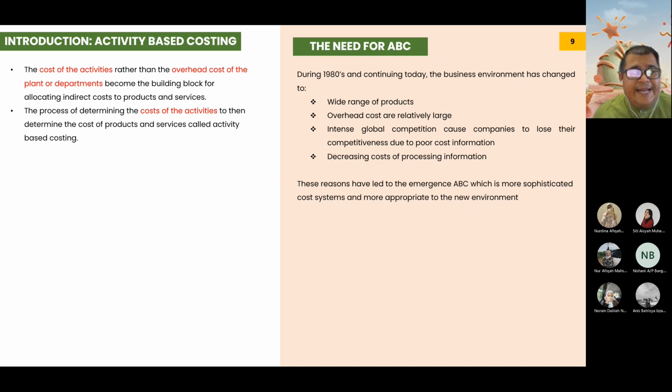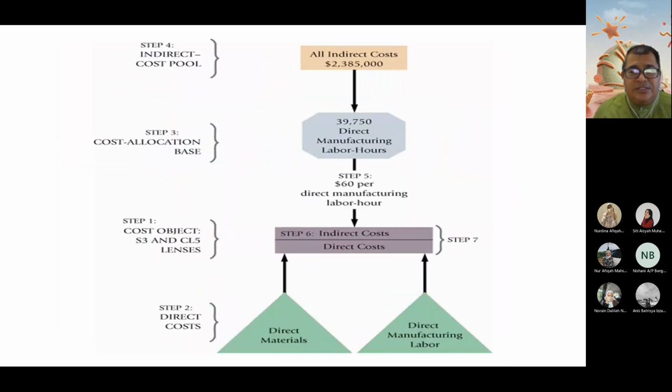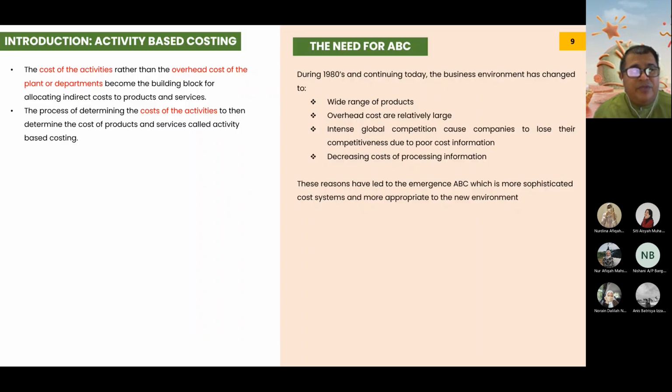Okay, hopefully you understand. Now we go to activity based costing, ABC. Activity-based costing, or ABC, uses the cost of the activities rather than the overhead cost of the plant or department, becoming the building block for allocating indirect cost to product and services.